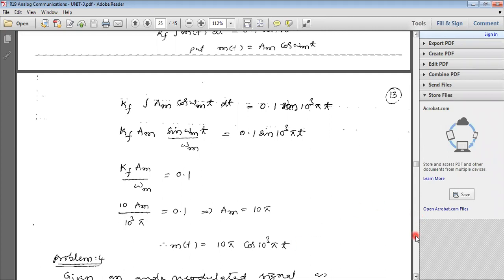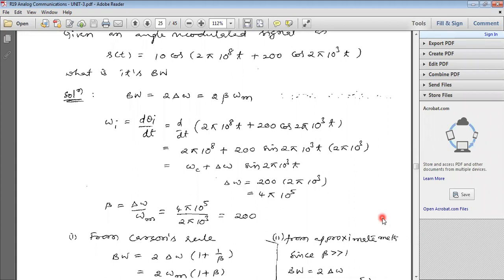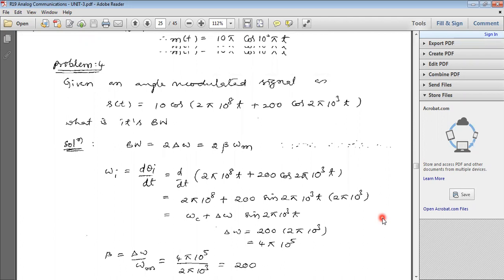So now on to the next problem. Given an angle modulated signal as s of t equal to 10 cos of 2 pi into 10 power 8 t plus 200 cos 2 pi into 10 power 3 t. Now what is its bandwidth?